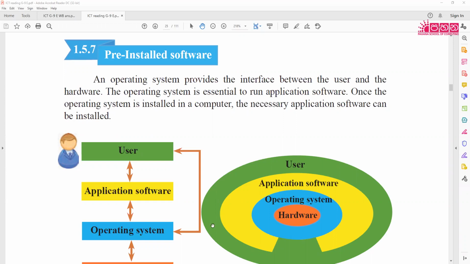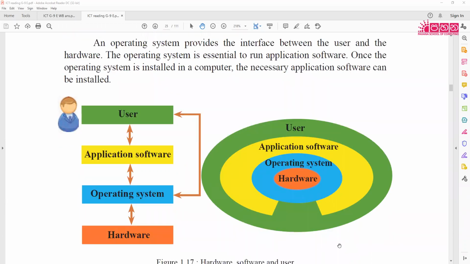So if I look at this simple graph, we have the hardware, that means we have the motherboard, we have the keyboard, those physical parts we call hardware. And then there are users. Now when users want to interact with the hardware, we need the software. And basically software is of two types: we have operating system and application software.